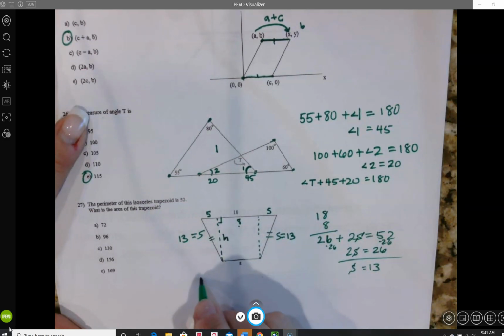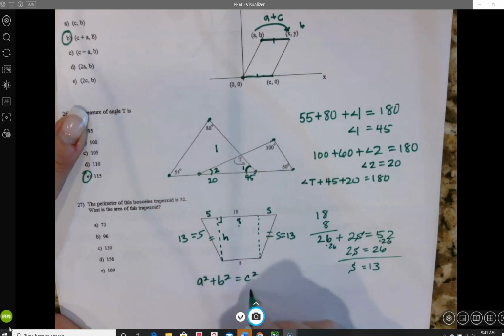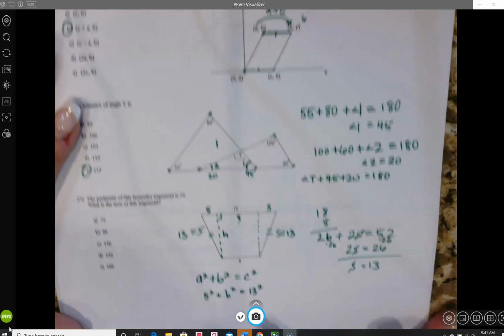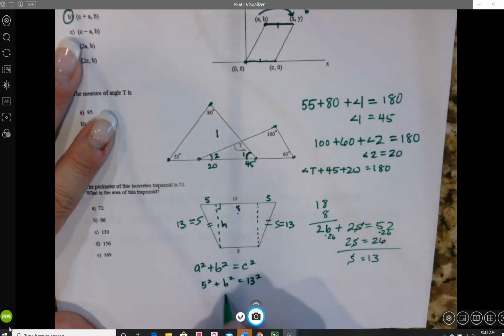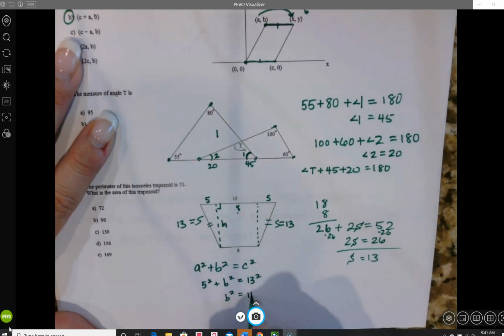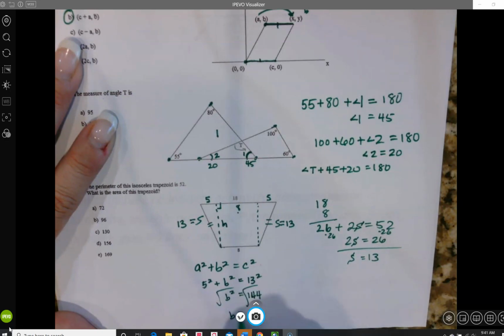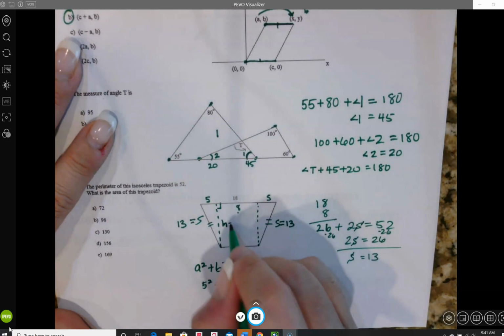So I can use the Pythagorean theorem. And remember, the hypotenuse is always the number on the outside, the 13, and then the missing leg is on the inside. So if I subtract 25 from 169, I get b squared is 144, and square root, I get that my missing height is 12.